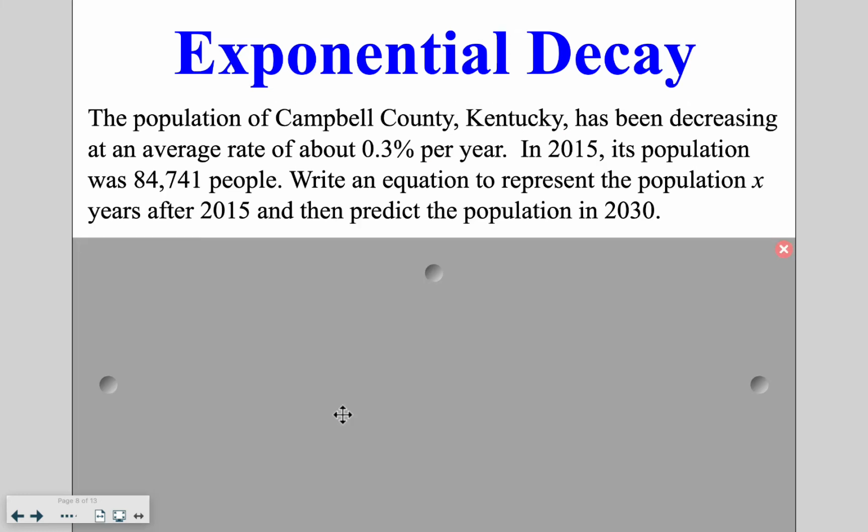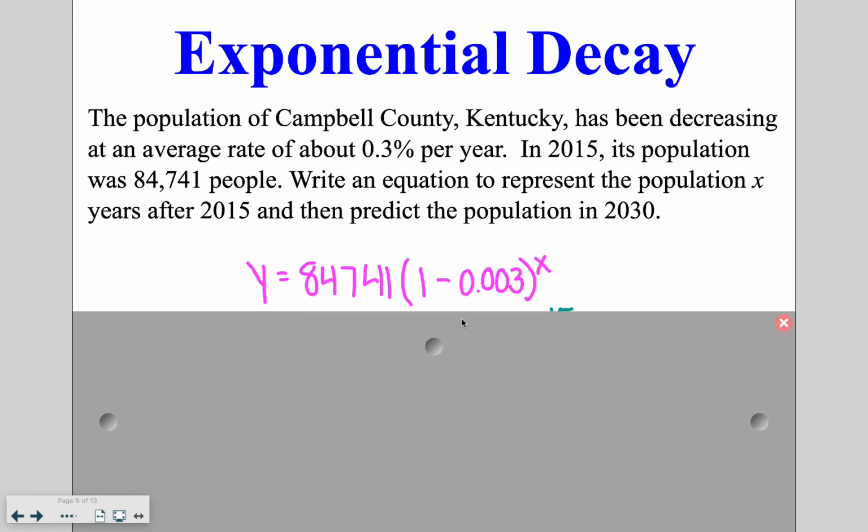Go ahead and try this one on your own. First, just writing the equation. So as you write your equation, you've got your initial value, your 1, subtracting off your percent, moving that decimal over twice, and then plugging in your x as your exponent. Now go ahead and calculate the population in 2030.